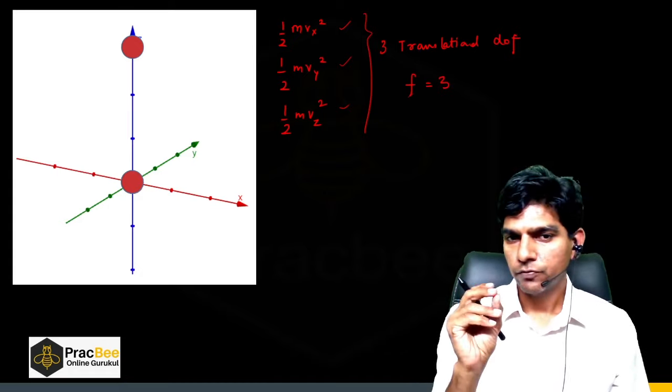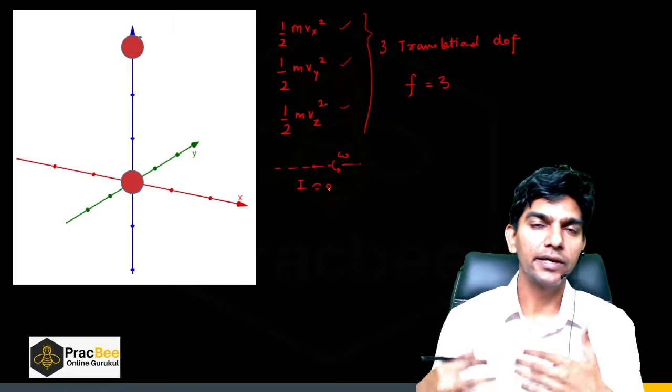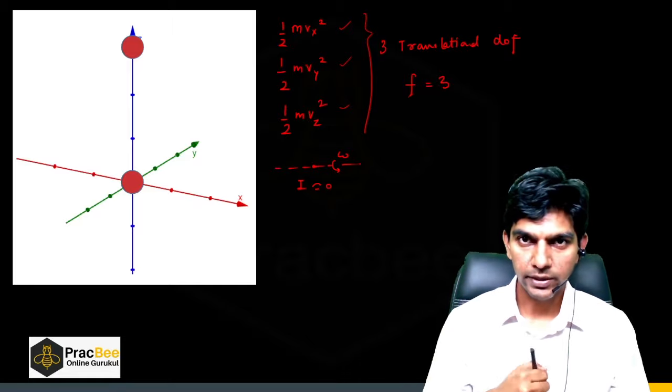Now if we have a point mass, its rotational kinetic energy will be 0, because the moment of inertia about an axis passing through the center of this point mass will be 0. So if this molecule rotates about this axis with an angular velocity omega, its moment of inertia will be nearly 0. So there will be no rotational kinetic energy possessed by the monatomic gas molecule.